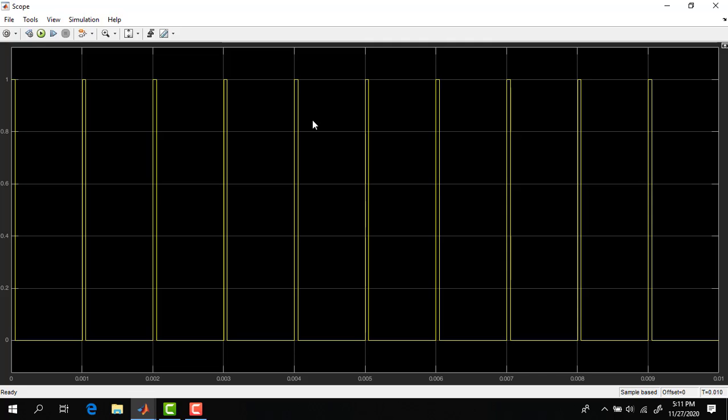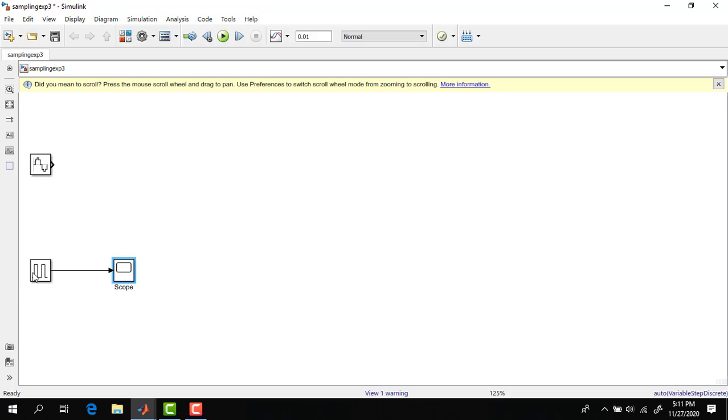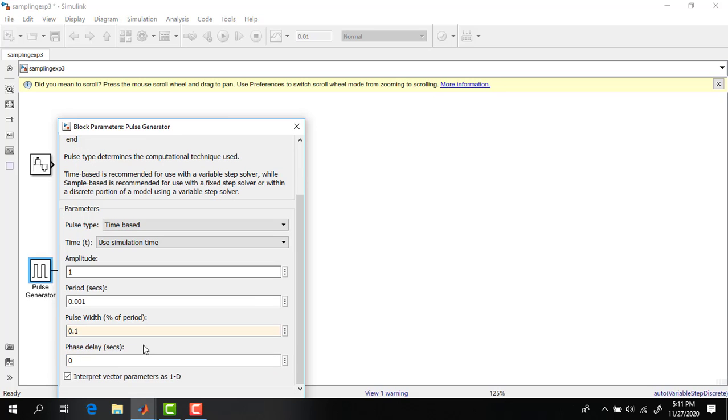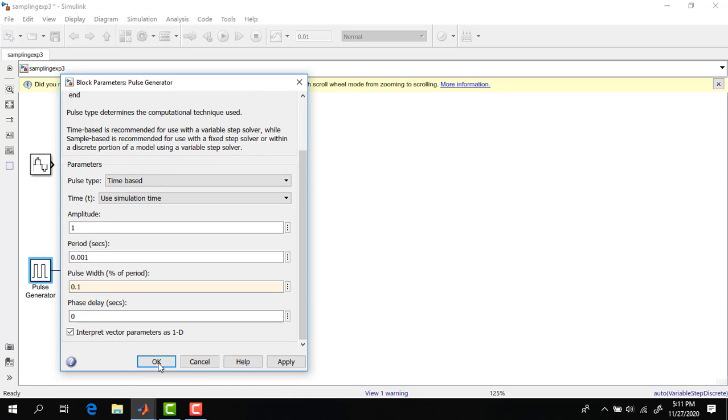So we are doing ideal sampling at first, so let's reduce the percentage again to a very small percent. 0.1% was good enough. That's good enough. So it's done.